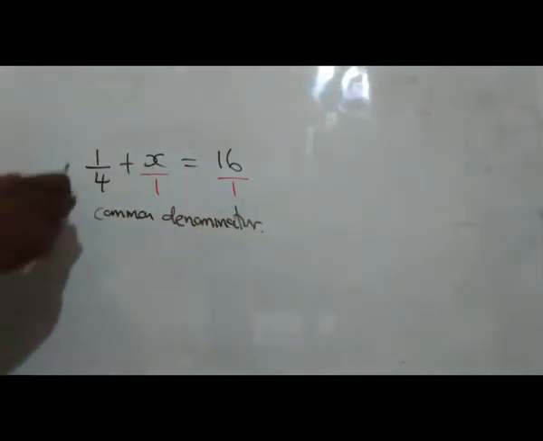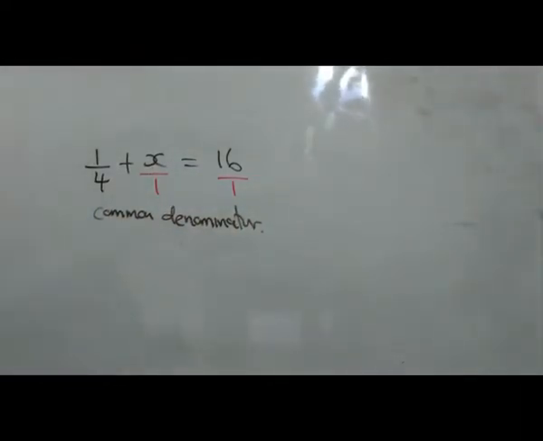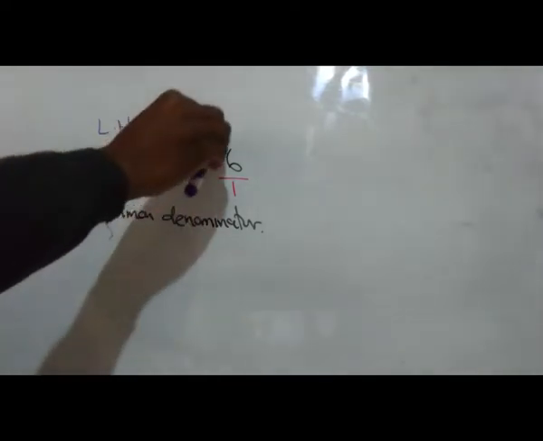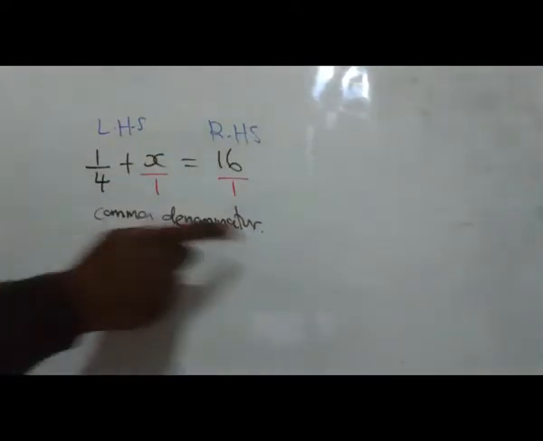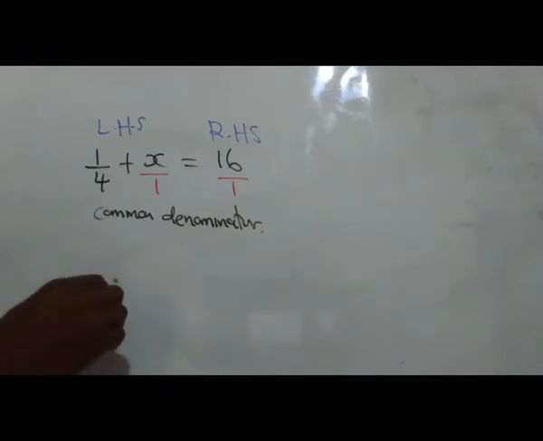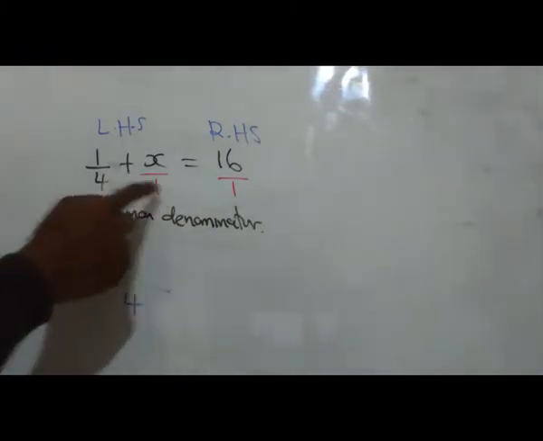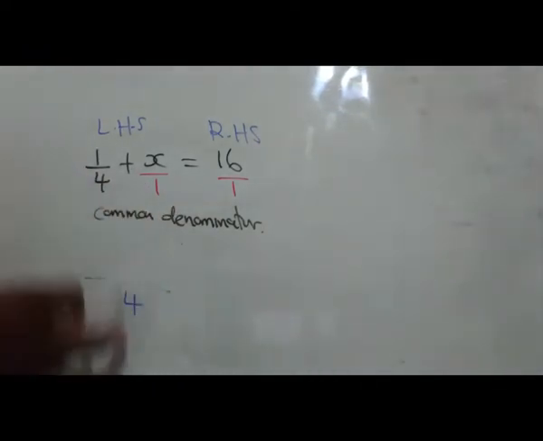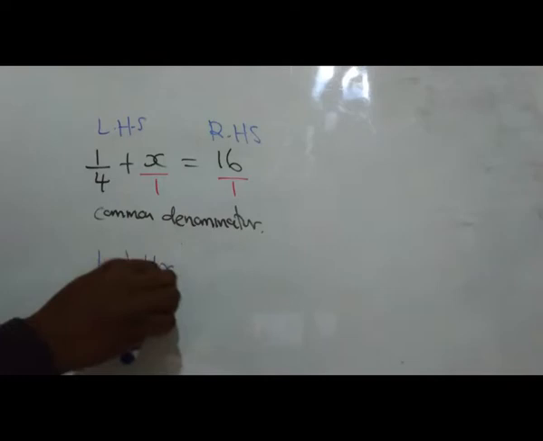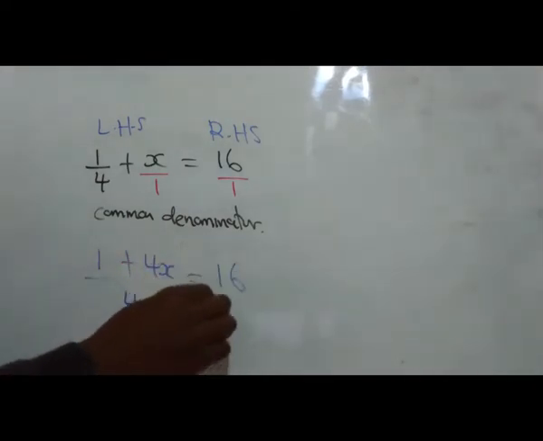So on this equation, they've got sides. This is the left hand side of the equation and this is the right hand side of the equation. So I'm going to solve taking the left hand side first, and then I'm going to end up having the common denominator is 4. Remember there is 1 here, the common denominator is 4. Then 4 into 4 is 1, 1 times 1 is 1, plus 1 into 4 is 4, 4 times x you get 4x, and this is equals to 16 over 1.